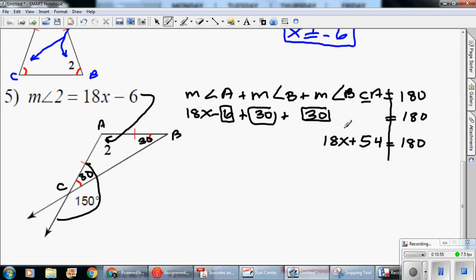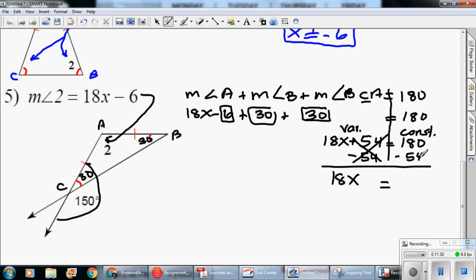Now, the letter is on the left, so on the left I'm looking for variables. On the right I'm looking for constants. Variable means letter. I would like for both of these to have a letter. 54 has no letter, so that will be negative 54. Negative 54. These are opposites, they cancel. You have 18x.